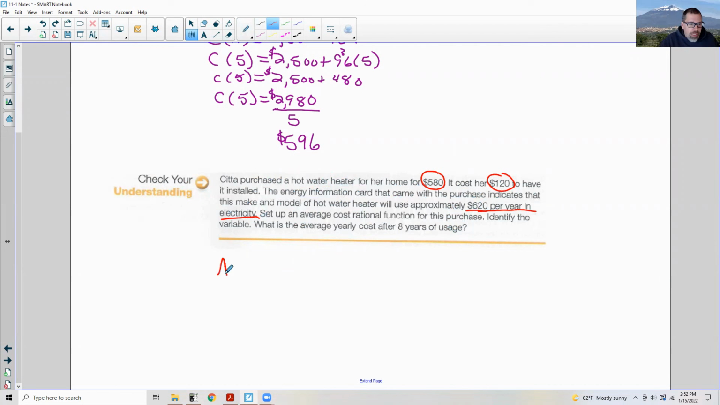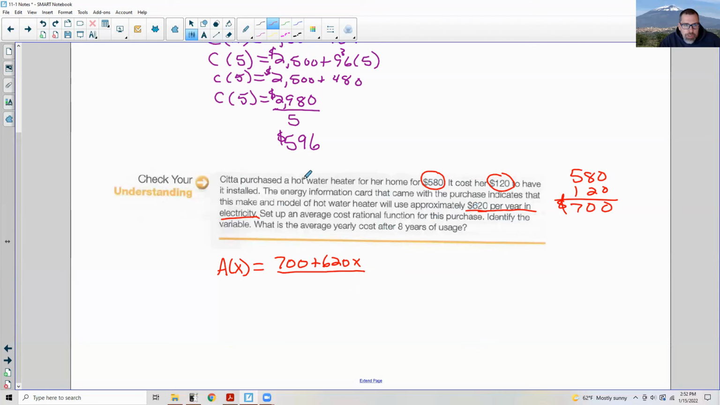So average, we'll say A of X equals, and we're going to take 580 plus 120. So if I do this off to the side, cost of the machine, $120 to install it, and it's going to be $700, including installation. So that is going to be the cost, plus how much it costs to run it, which is $620 per year, where X is number of years. And then we're going to divide that by what?